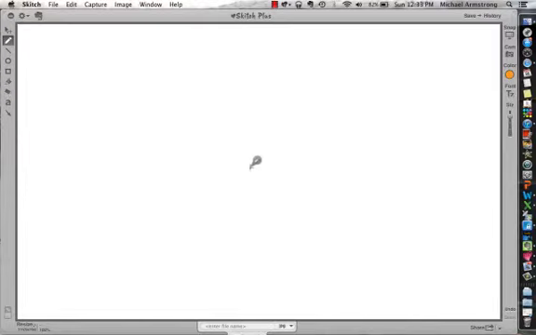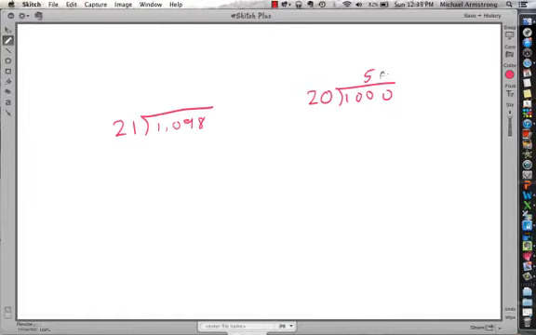I guess we probably should try just one more problem, just for fun. 21 into 1098. All right, so this is a pretty easy estimate also. 2 goes into 10. Okay, so we're going to just go 20 into 10,000. And that's going to be 5. 5 times 20 is 100. Add our 0. 50 times 20 is 1,000.